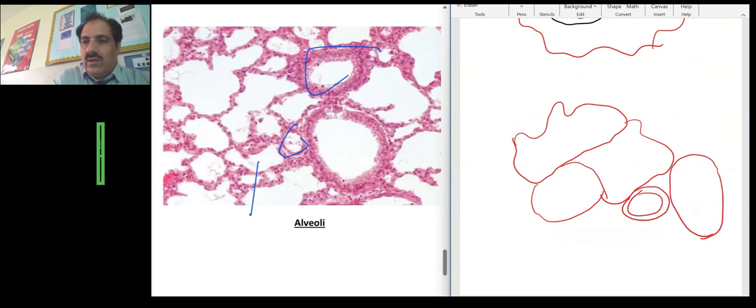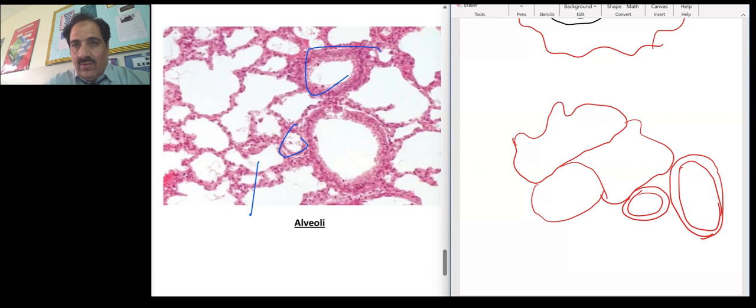Okay, that is how we can make the plan diagram of the alveolus.